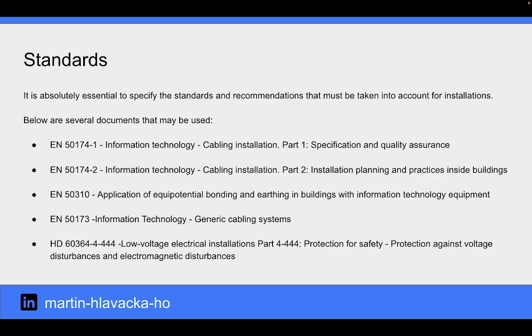It is absolutely essential to specify the standards and recommendations that must be taken into account for installations. Below are several documents that may be used.